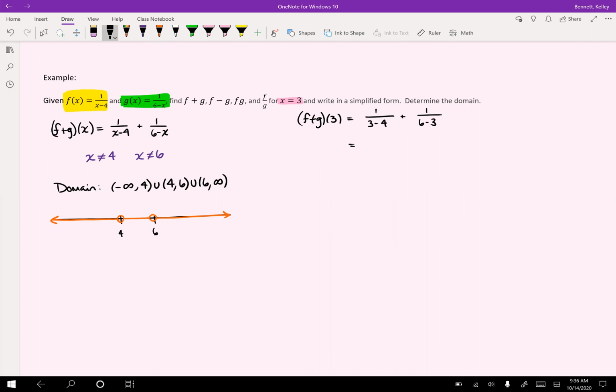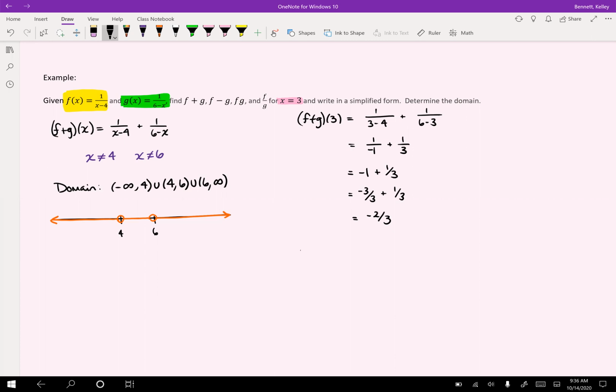One over 3 minus 4 is 1 over negative 1, and 1 over 6 minus 3 is 1 over 3. So I'm going to get negative 1 plus 1/3. So I could simplify that. If this was negative 3 over 3 plus 1 over 3, that would give me negative 2/3.